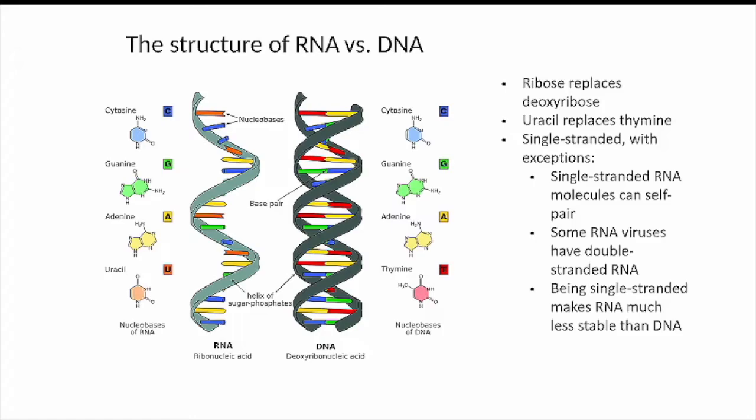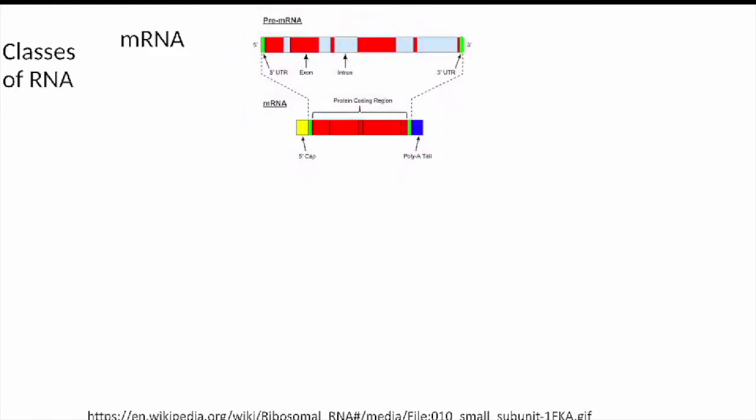Okay, so here, this is a summary of what we've talked about so far with how RNA is different than DNA. And we're going to finish up by talking about the classes of RNA. And this first group are the classes that you are probably really familiar with. So the first one is messenger RNA, mRNA.